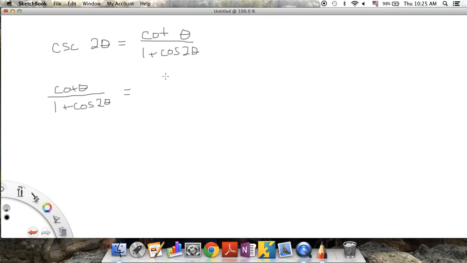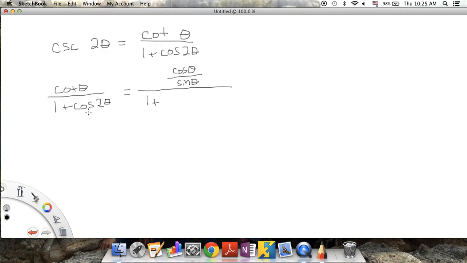So it's easiest to work with things a lot of times if you just put it in cosine and sine. So we're going to do that. So we're going to have cosine of theta over the sine of theta, because that's what cotangent is, over 1 plus, now this one you have choices. We know there's 3 different ways to write the cosine of 2 theta, so you just have to kind of experiment. You should be able to get to the answer in the end with any of them. It just depends on how many steps.